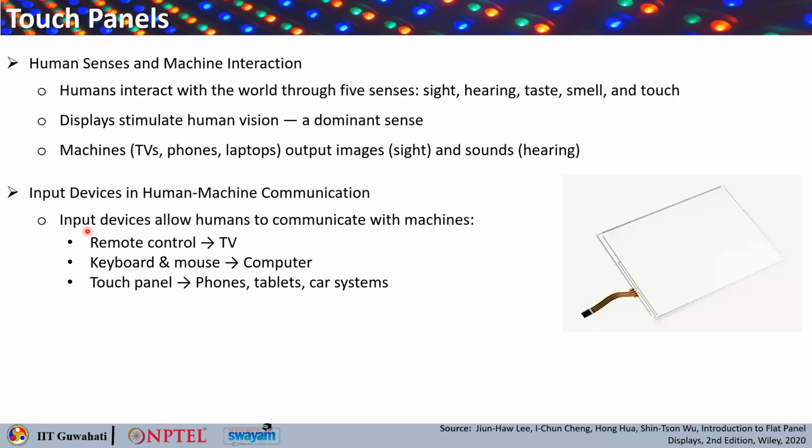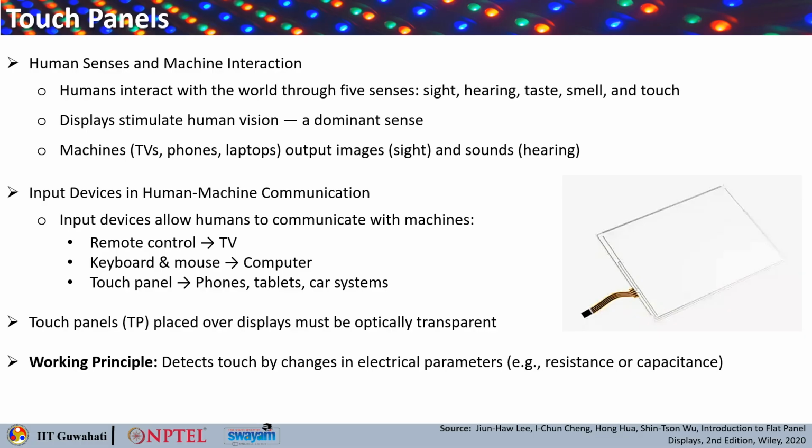So, the input devices that basically allow humans to communicate with the machine: the first one is the remote control for TV that all of us use, the keyboard and the mouse for computers, and typically for phone, tablet and car systems it is the touch panel. Touch panels are typically placed over the displays and they must be optically transparent. How do they work? They basically work by detecting touch through some change in electrical parameters like resistance or capacitance. So, let us look into a resistive touch panel.